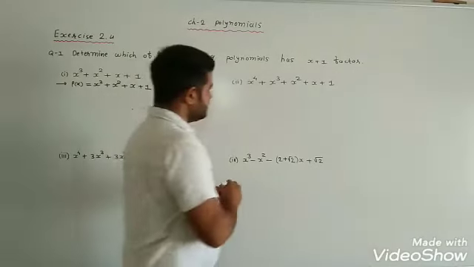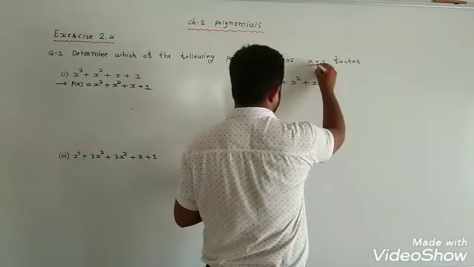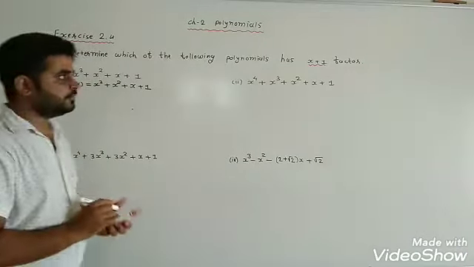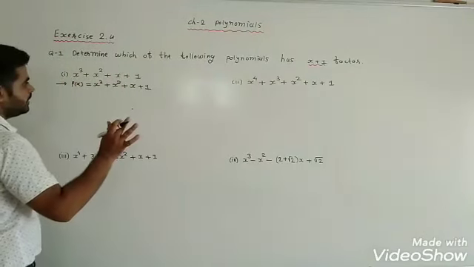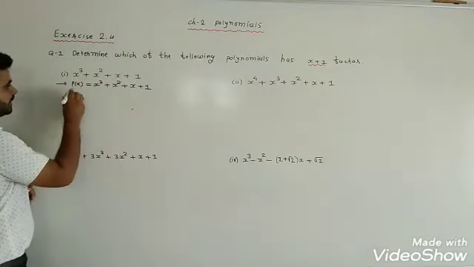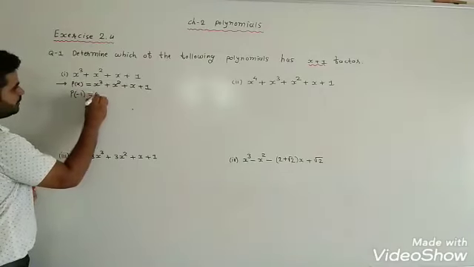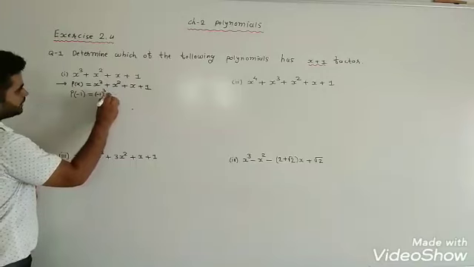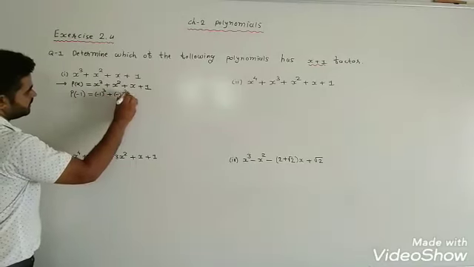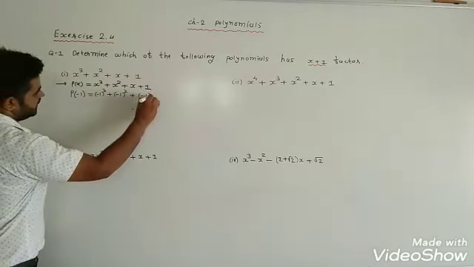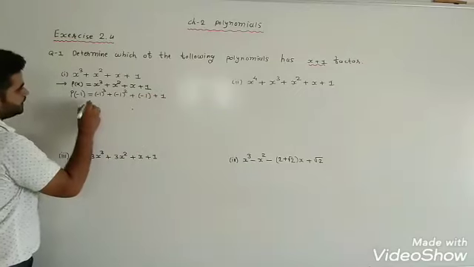Now here is x plus 1. I have to decide whether it is a factor or not. So I have to put, here is plus 1, so here is minus 1. So we have minus 1 cube plus minus 1 square plus minus 1 and plus 1.